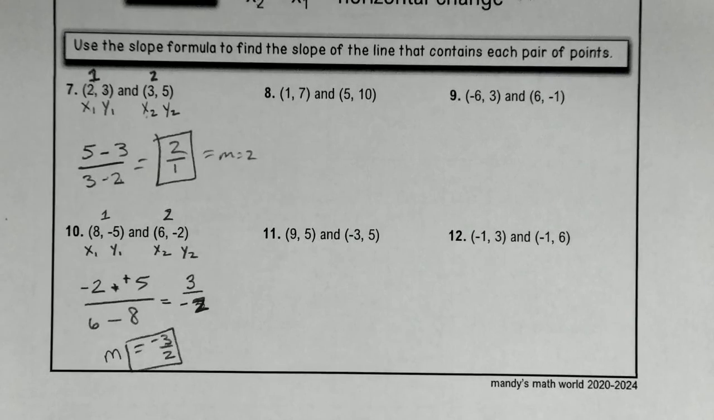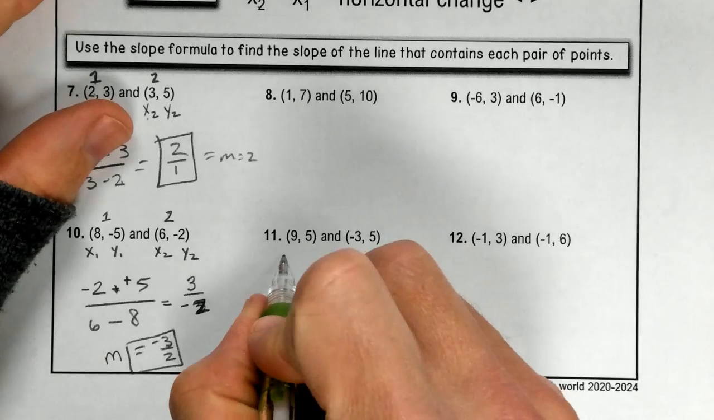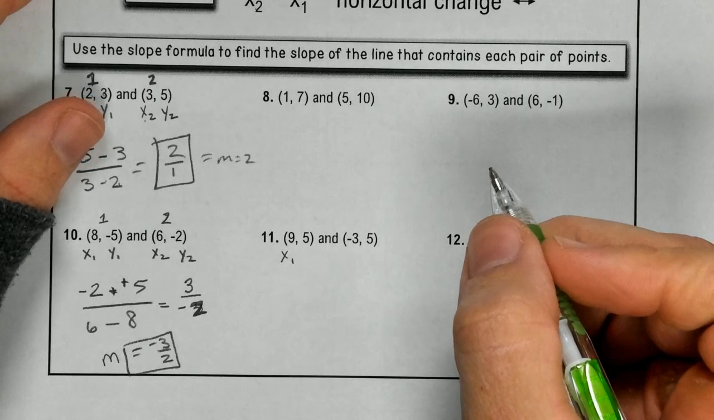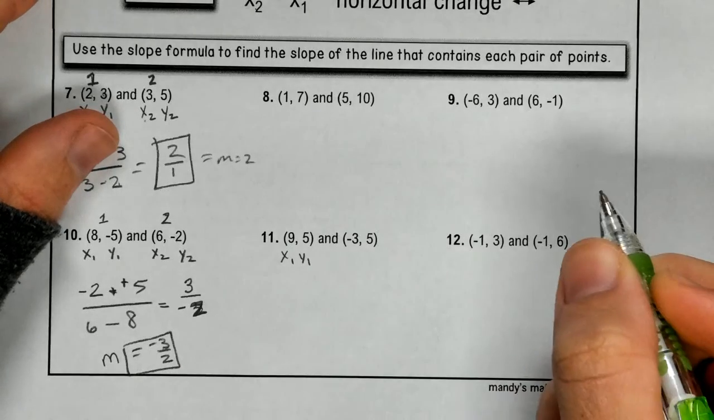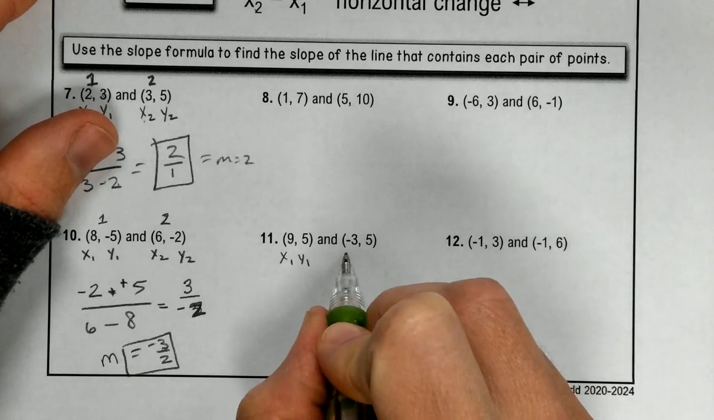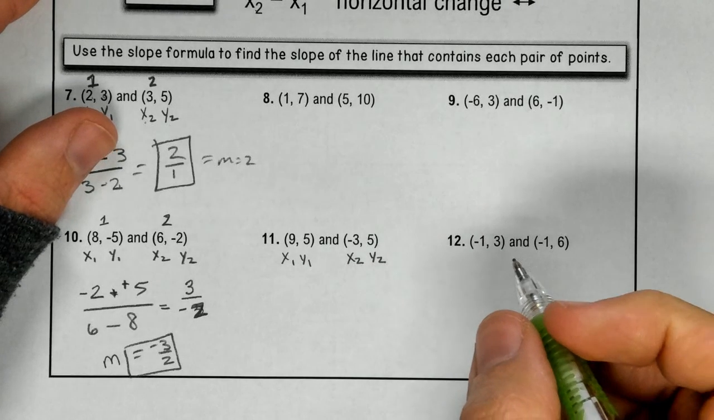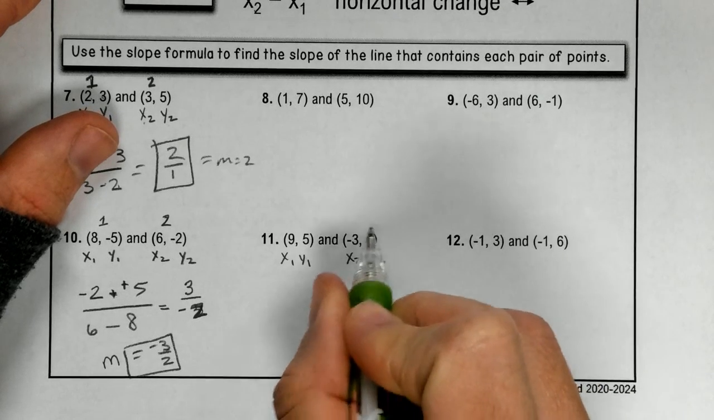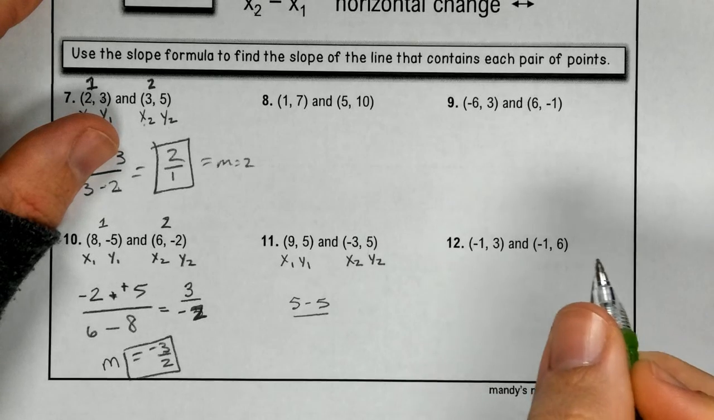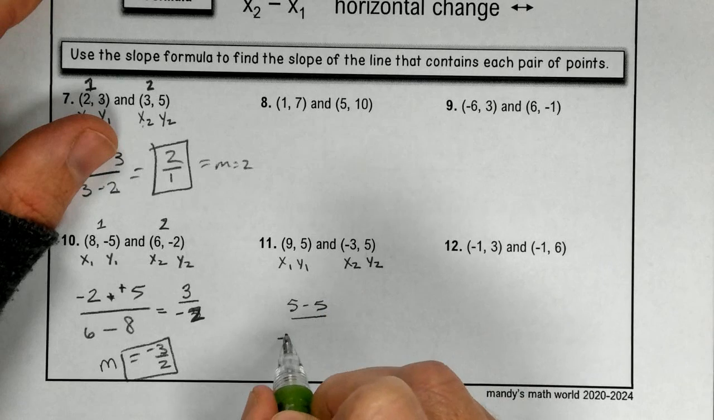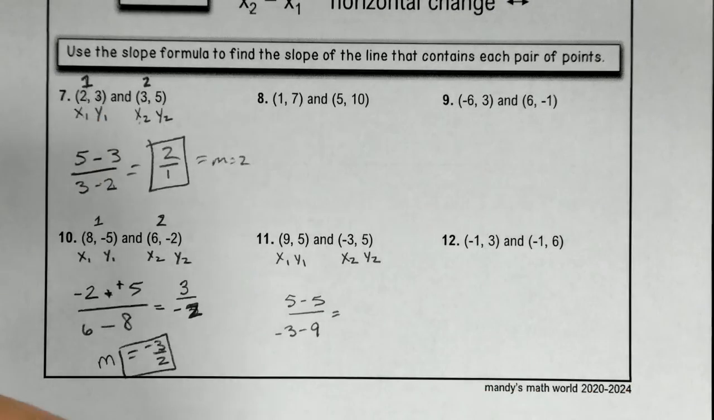Riley, you there? All right, Riley, do you want number 11 or number 12? 11? Okay. All right, so let's label it. Okay, so let's plug into my formula. So what's going to happen on the top, Ryan? Or Riley, sorry.